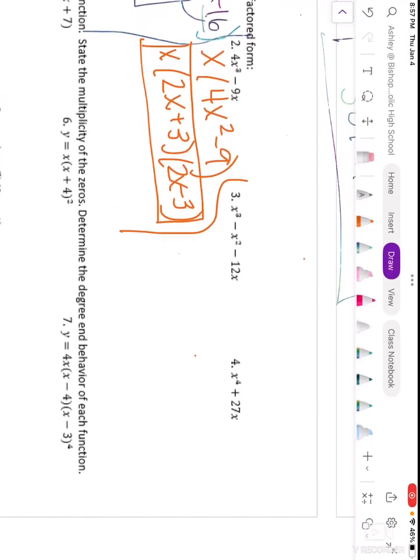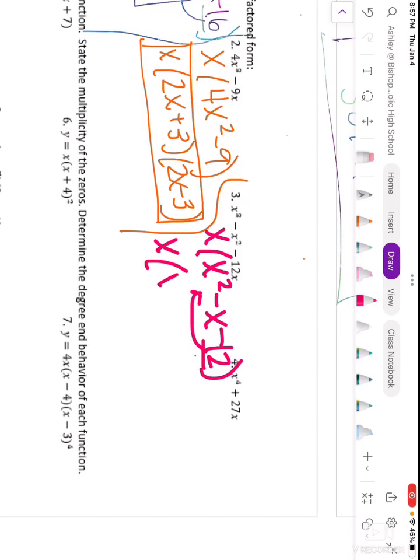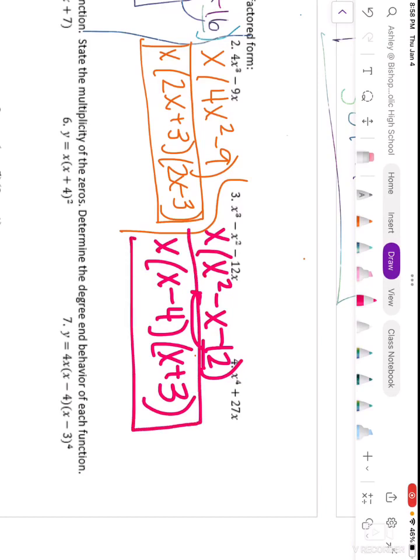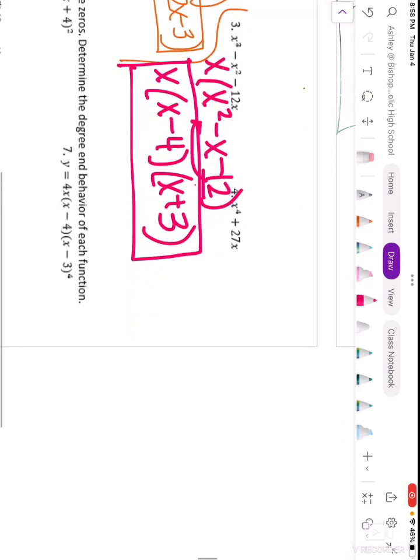Number 3, taking out our greatest common factor, that would be x. We're left with x squared minus x minus 12. Factors of negative 12 that add to negative 1, because we have a 3-term quadratic, are negative 4 and positive 3. Negative 4 times 3 is negative 12. Negative 4 plus 3 is negative 1. Can't factor that any further, so that's our final answer.